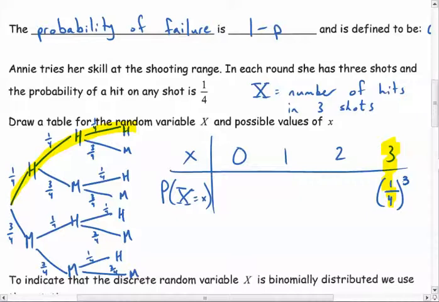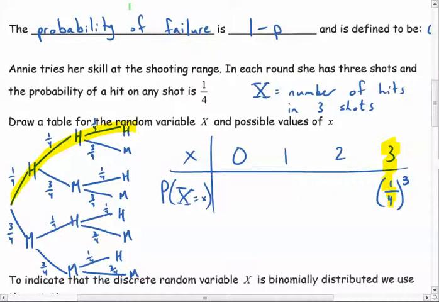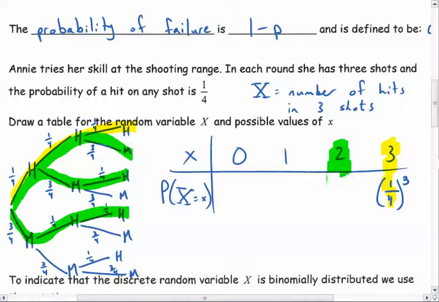How many ways can she get 2 hits? Let's see, we've got this branch, hit, hit, miss. Or hit, miss, hit. Or miss, hit, hit. So there's 3 different ways that she can get 2 hits.